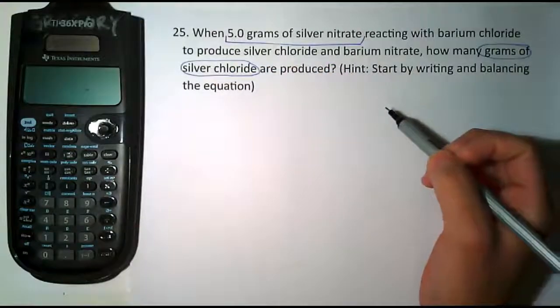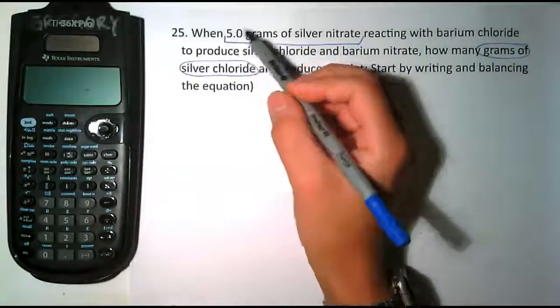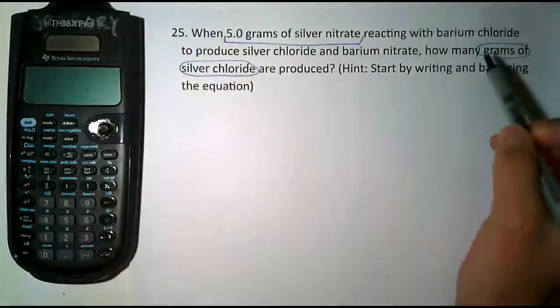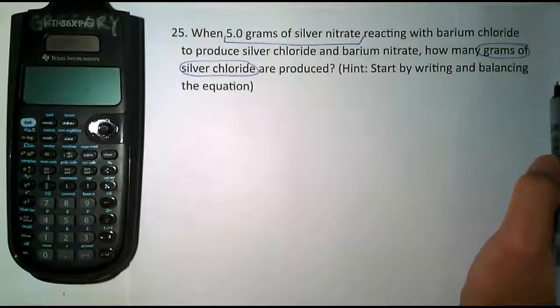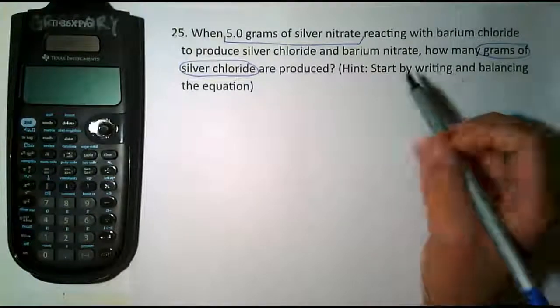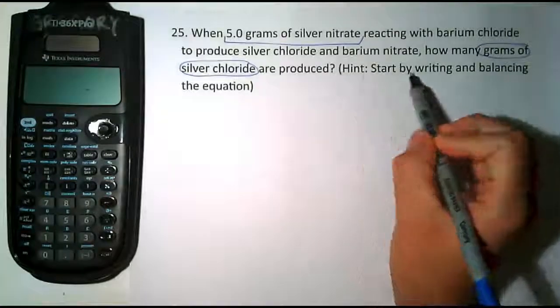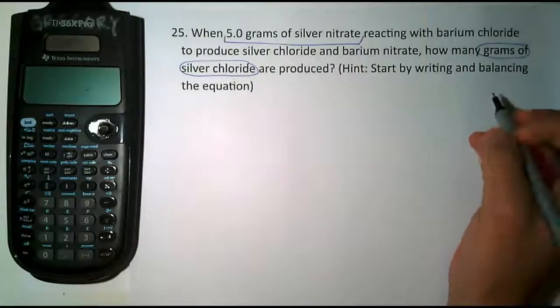So as we went through the problem, I went ahead and I underlined our given value, unit, and substance, and then I circled what we are looking for, grams of silver chloride. So we're going to have to start by writing a balanced chemical equation, which is our hint right here. Start by writing and balancing the equation.